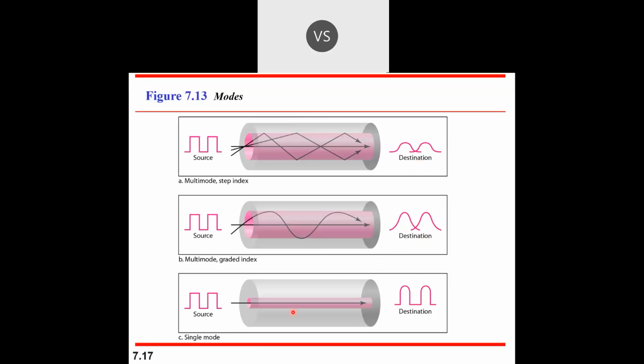In single mode, it is not the case. Whatever pulse you are sending only changes its shape, but it is not spreading. It stays within that particular time duration only. So these are the two effects generated in step index, graded index, and single mode.